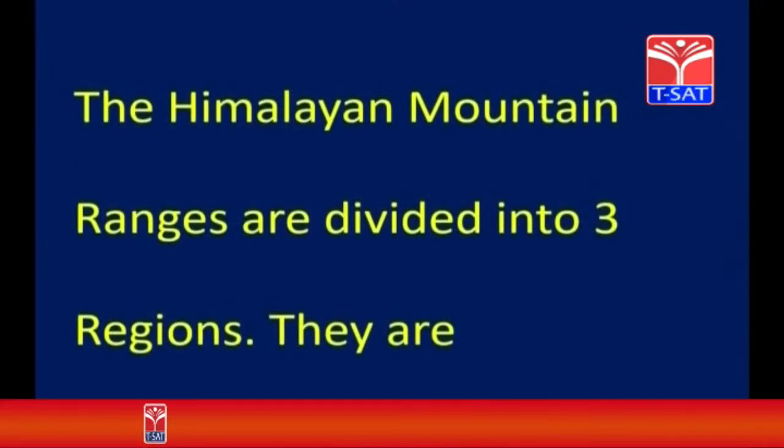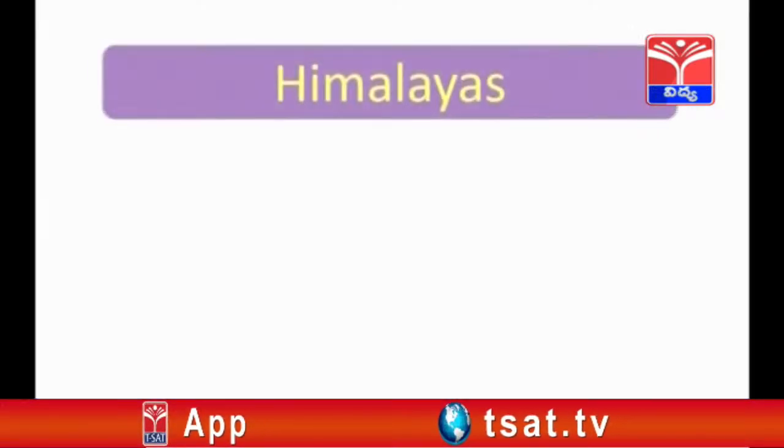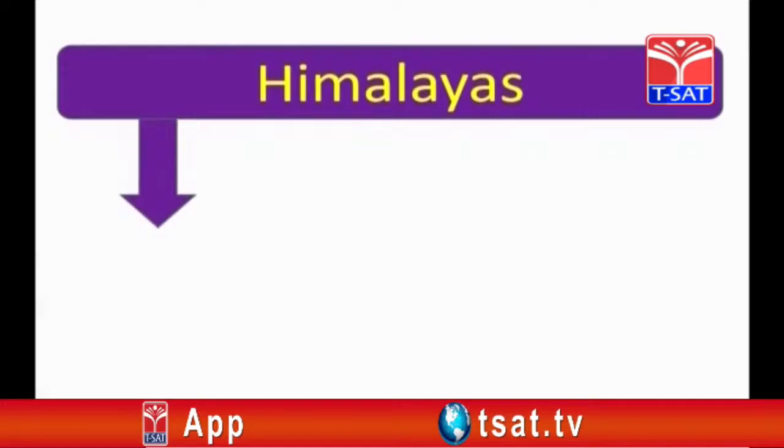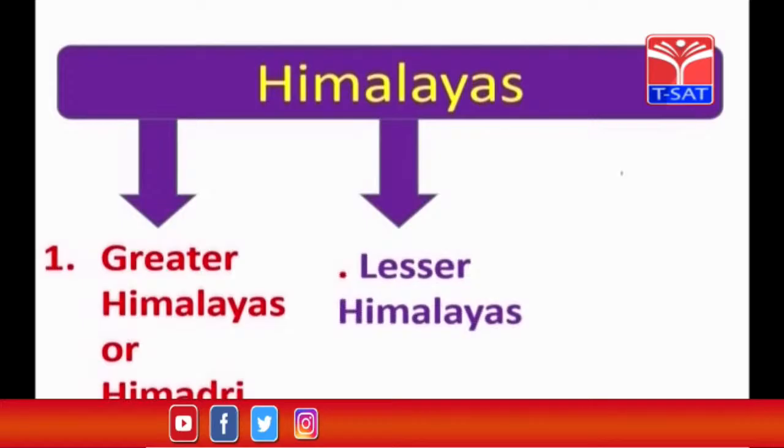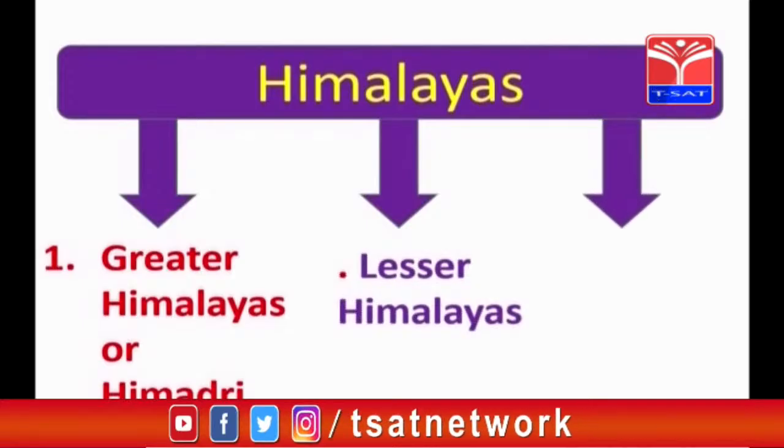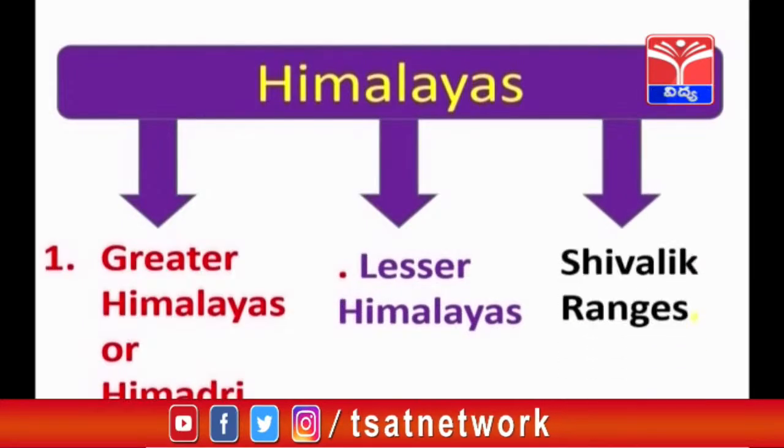The Himalayan mountain ranges can be divided into three regions. The first one we call the Greater Himalayas or Himadri. The second one is the Lesser Himalayas, and the third one we call the Shivalik ranges.